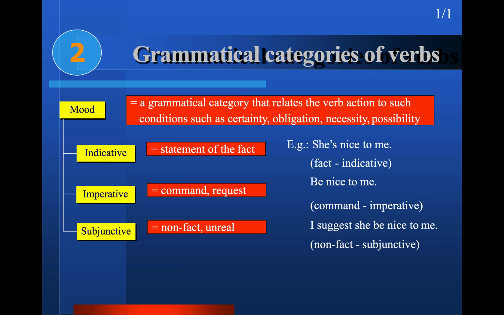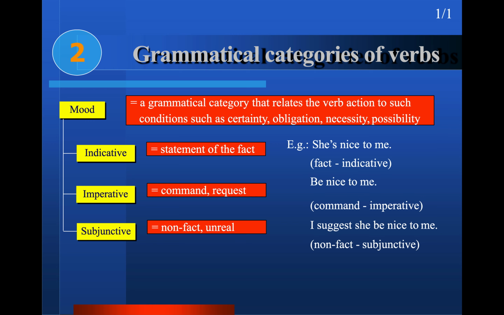For example, indicative usually is a statement of the facts. She is nice to me is a fact, indicative. Imperative: be nice to me. Usually imperatives are commands and requests. Be nice to me. So in this sense it is a command. In the case of subjunctive, usually non-factual, sometimes unreal, or sometimes expressing strong emotions.